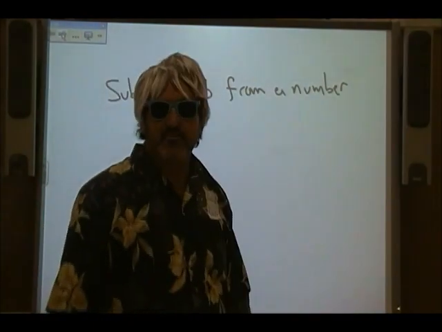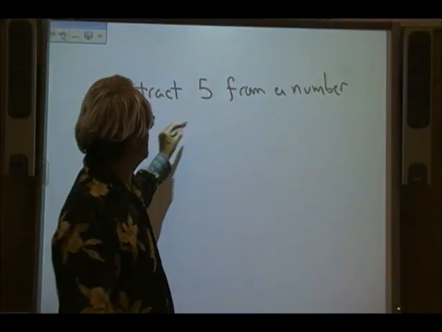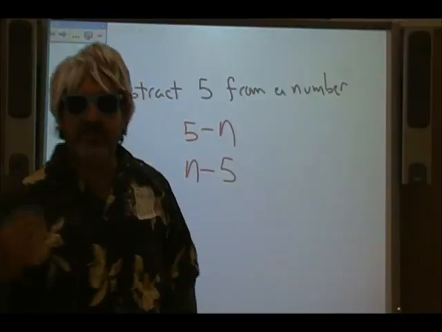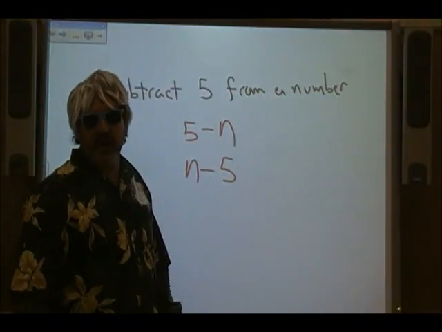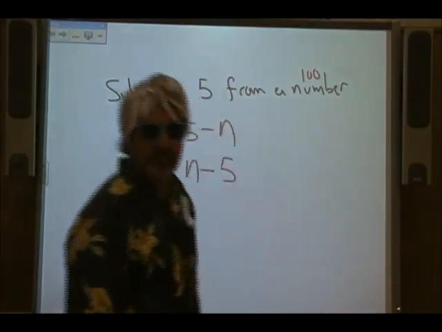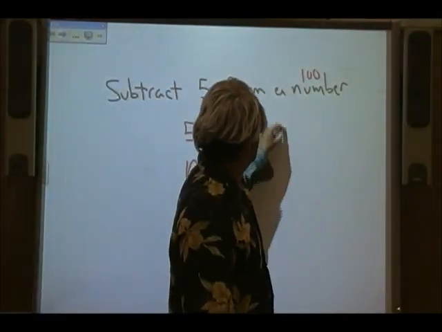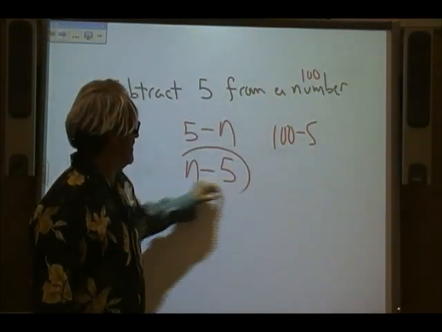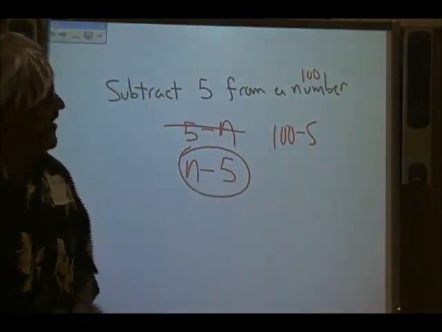Now, subtract 5 from a number is going to be almost the same way. Some people put 5 minus n, some people put n minus 5. Since subtraction is not commutative, you can't switch it, so one of these is right and one of them is wrong. Again, just put in a number for the number, 100. If I say subtract 5 from 100, that's 100 minus 5. So which one are you going to use? This one. See how it works? So far, so good.